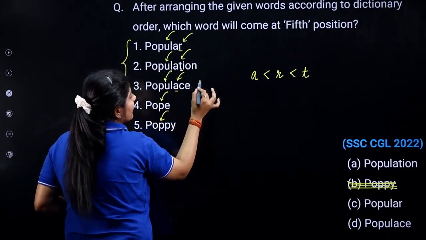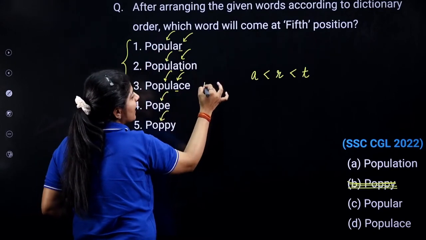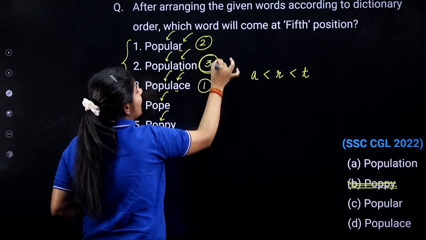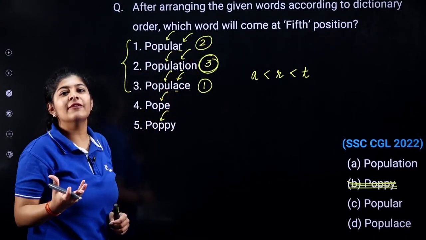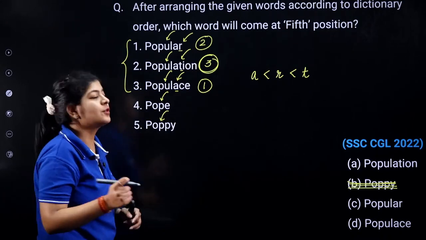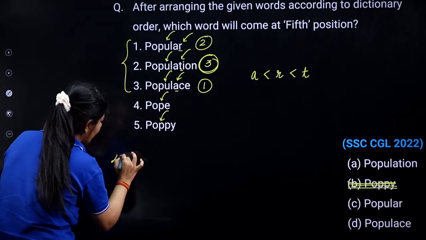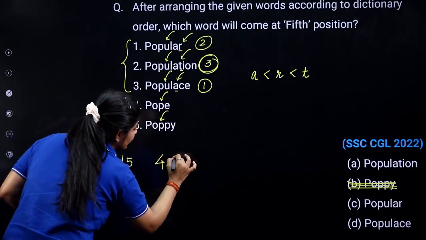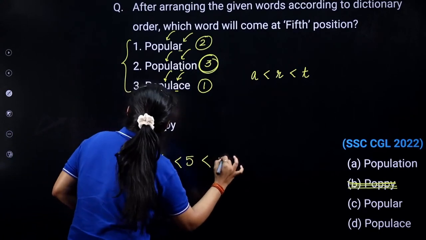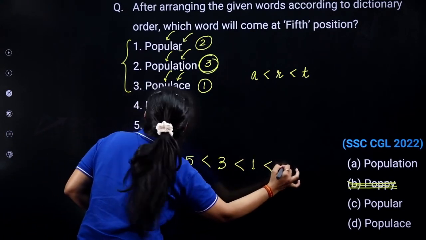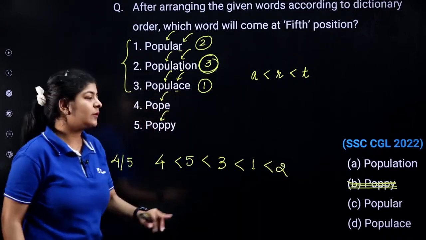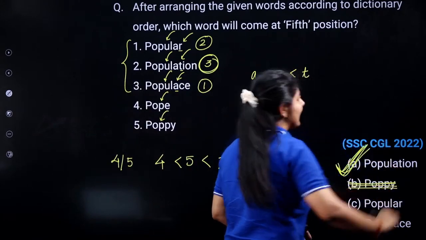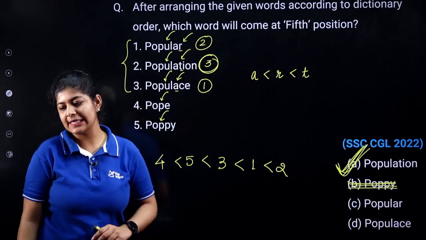So out of these 3 words, this will come at the first position, this at the second position, and this at the third position. What I have to determine is the 5th position. So the order should be 4 or 5. If you want to know, 4 will come first, after that 5, after that third, after that first, and in the ending we are having the second one. And we have to determine the last one, and that is nothing but population. That means option number A is the correct one.